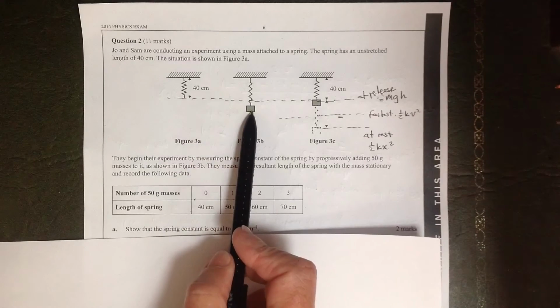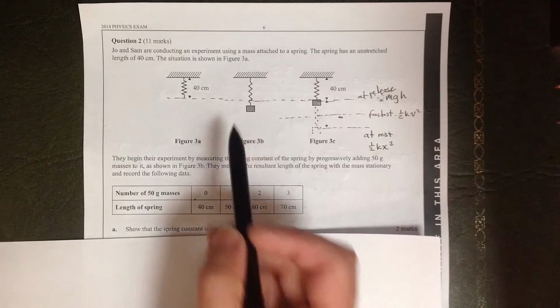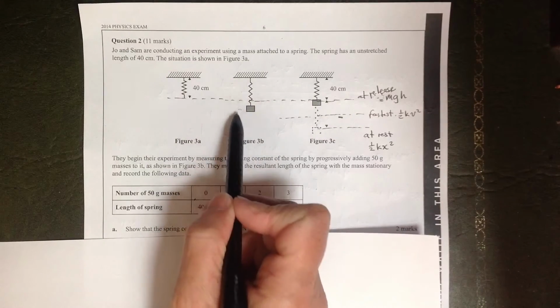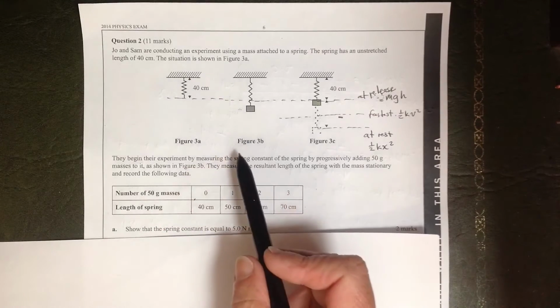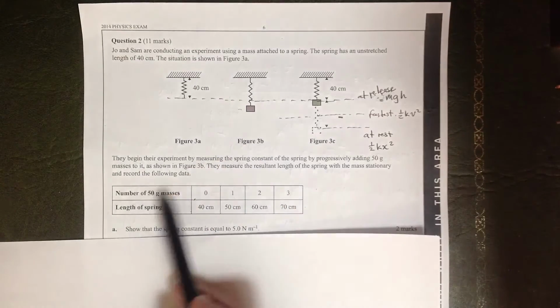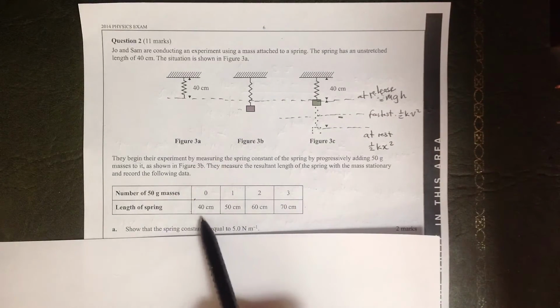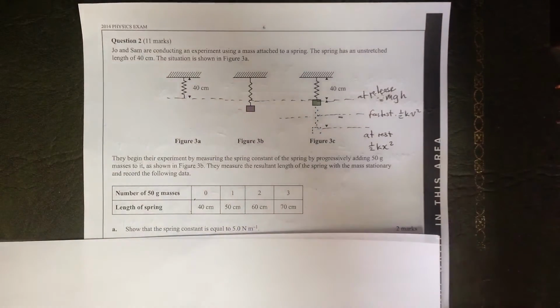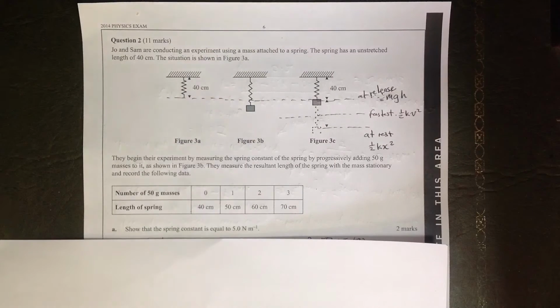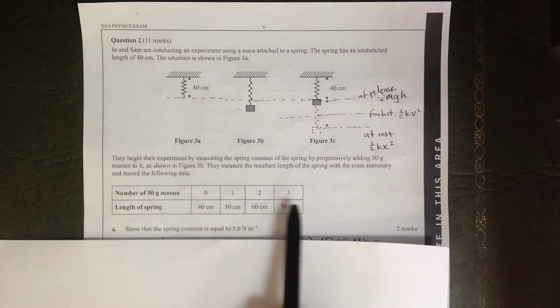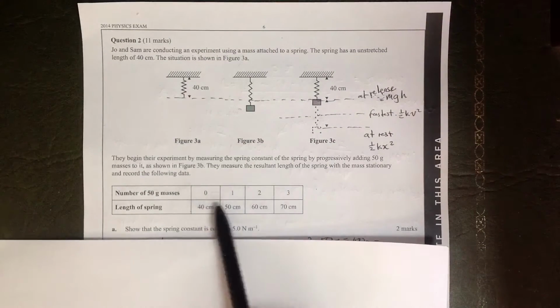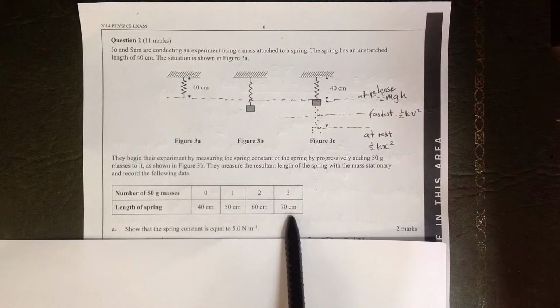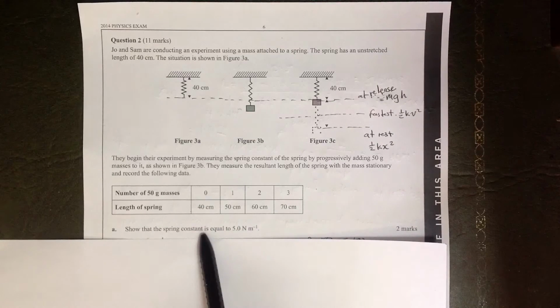When it's loaded with a mass, it's obviously extended, so we have an extension that is going from the point where it's 40 centimetres. And we've been given a table here that highlights the length that we see when we have it extended. So the first part of the experiment that's described in the question is adding consecutive masses and seeing an extension, and we're asked to find the spring constant.